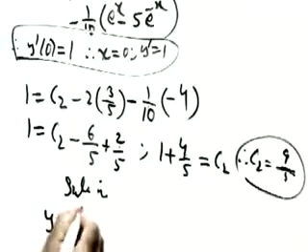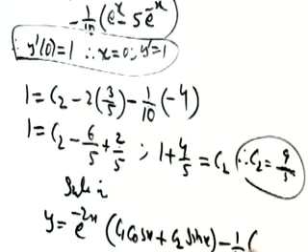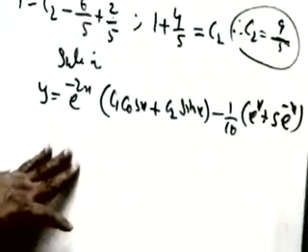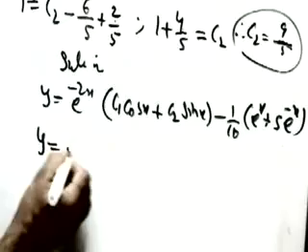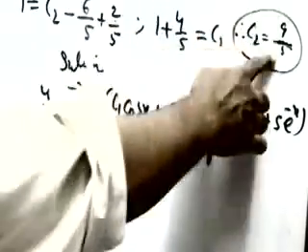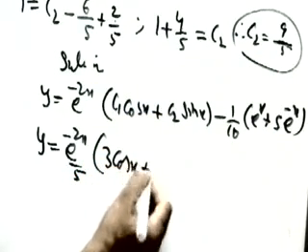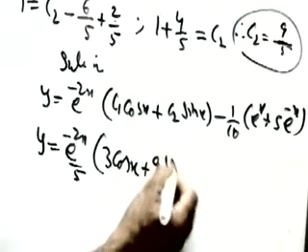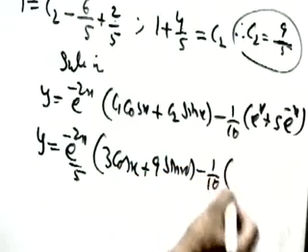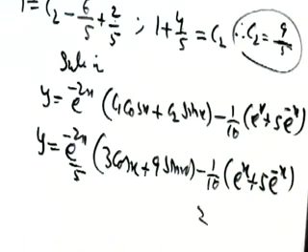Substituting in, y equals e power minus 2x into c1 cos x plus c2 sin x minus 1 by 10 into e power x plus 5 e power minus x. Now let me substitute these values here, the last step. y equals e power minus 2x. The value of c1 is 3 by 5 and c2 is 9 by 5. Let me take out 5 outside. So it will become 3 cos x plus 9 sin x, minus 1 by 10 into e power x plus 5 e power minus x.